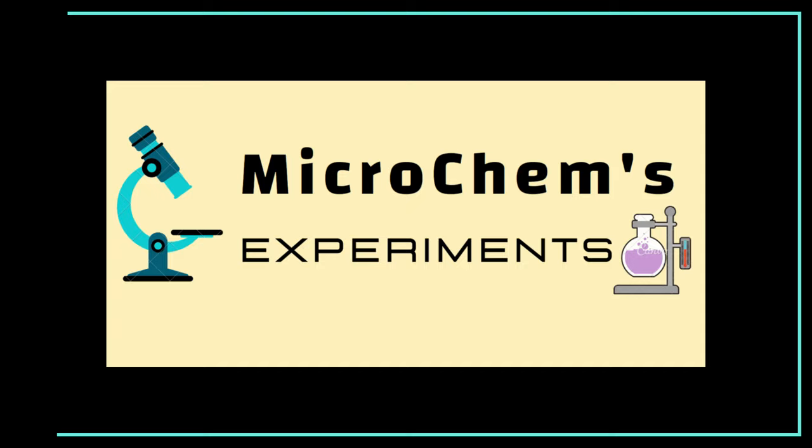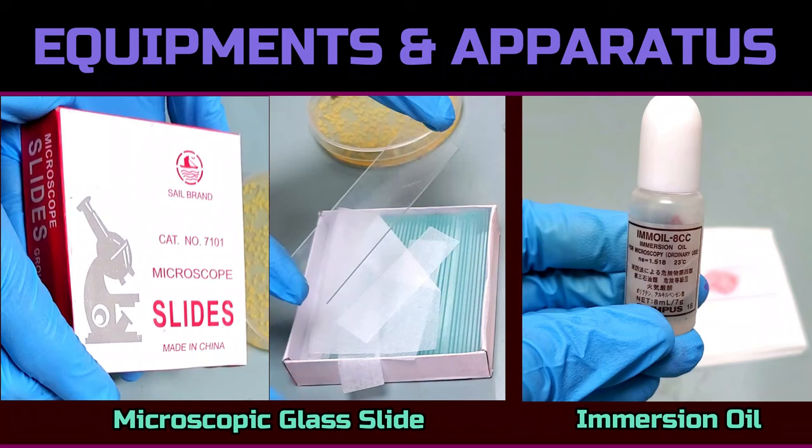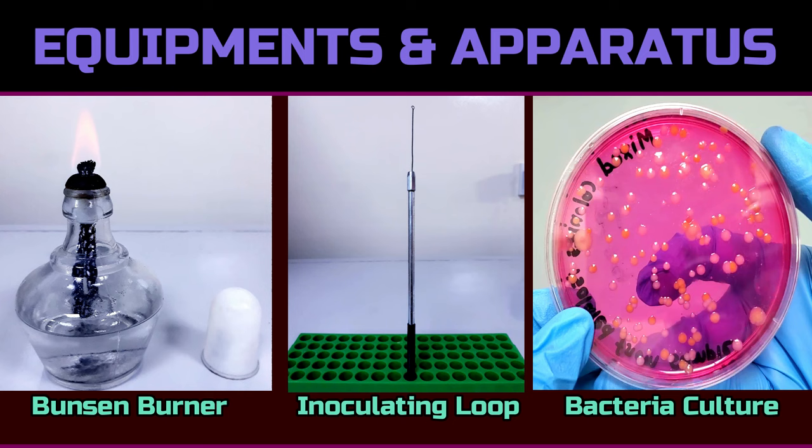Gram staining procedure involves six steps: chemical or reagent preparation, pure culture preparation, bacterial smear preparation, staining of the bacterial smear, microscope setup, result observation, and interpretation. Throughout the procedure, we need a microscope, microscopic glass slide, immersion oil, Bunsen burner, inoculating loop, and the bacteria which we want to characterize or identify.